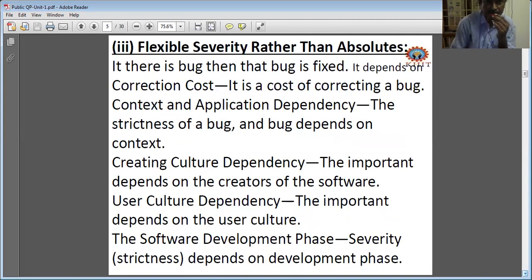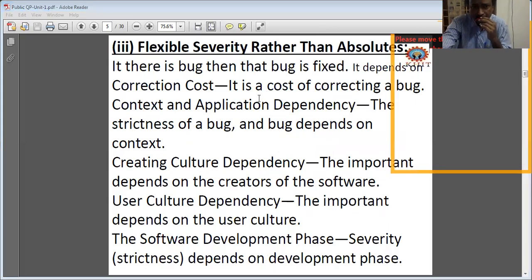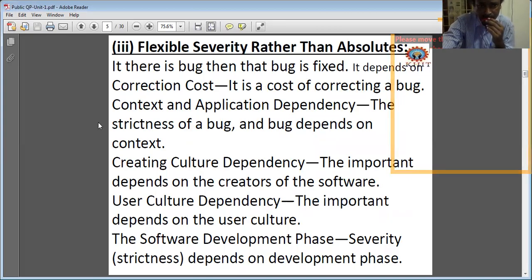Next, flexible severity rather than absolutes. If there is a bug, then the bug is flexible. It depends on correction cost. The first one is correction cost. It is the cost of correcting a bug.